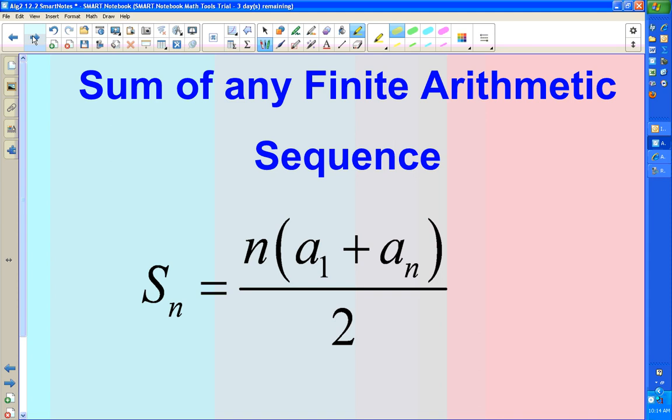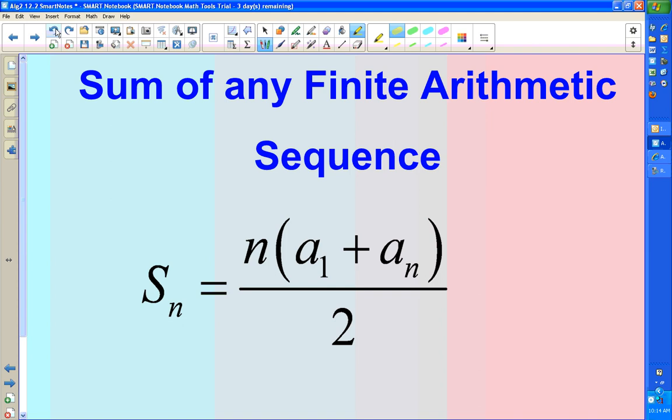This is going to work for every arithmetic sequence that is finite. Little Freddie has a gift here. Take however many terms you have and multiply it by the sum of the first and the last term. That'll give you that common sum that you got. And then divide your answer by 2. Number of terms times the sum of the first and the last, all divided by 2.